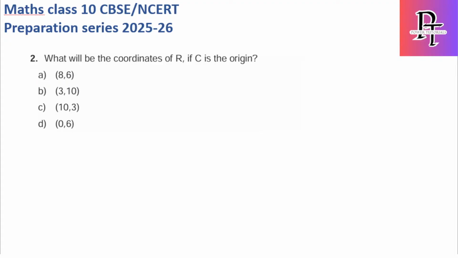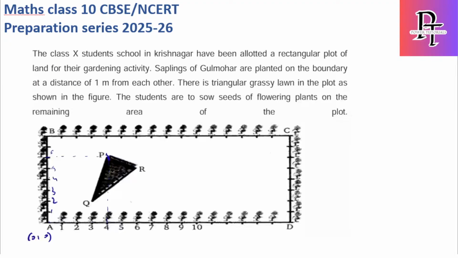Okay, what about the second? What will be the coordinates of R if C is origin? C is here, so this is (0, 0) now, but they haven't mentioned whether it is negative x-axis or negative y-axis, so I can consider just reversing the whole graph, inverting it, or else simply turn your page. Now this becomes the positive x-axis, sorry, y-axis, so this becomes 1, 2, 3, 4, 5, 6, 7, and from this side also it will be 1, 2, 3, 4, 5, 6, 7, 8, 9, 10, 11, 12.